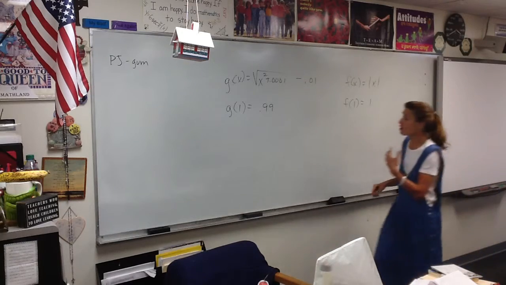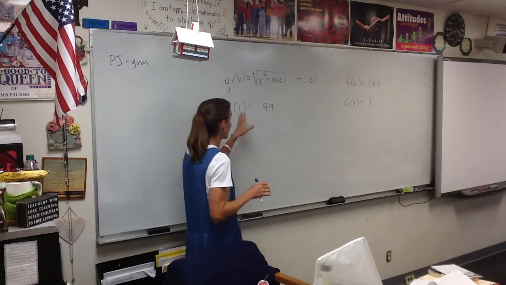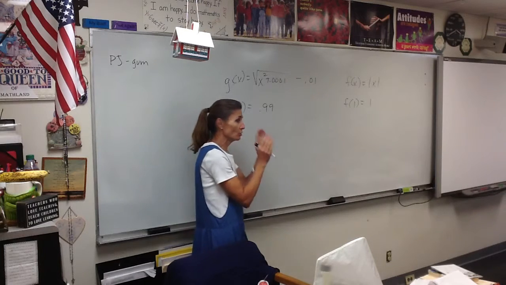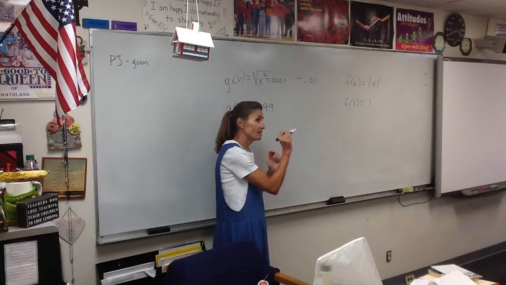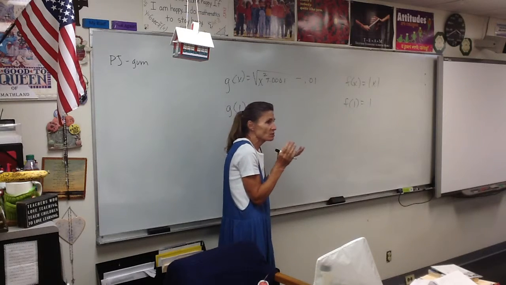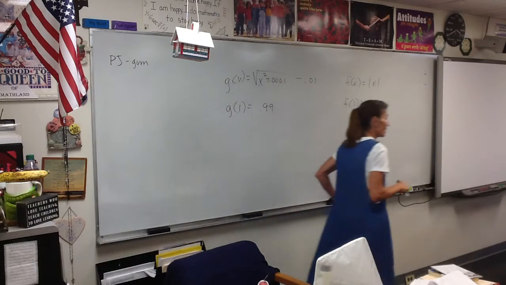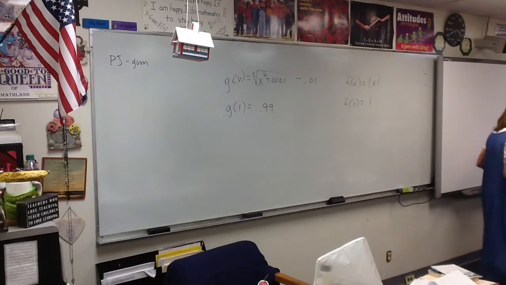Now, how did I know? I don't know what would have happened if I would have picked a bigger number. But I picked a small number because when I did the graph, it looked like there was something weird happening at the origin, so I just picked a small number. Okay? Interesting. All right, who else? Jamie?